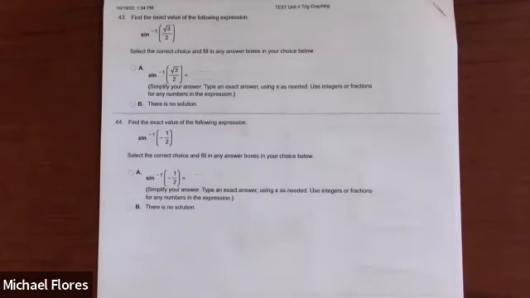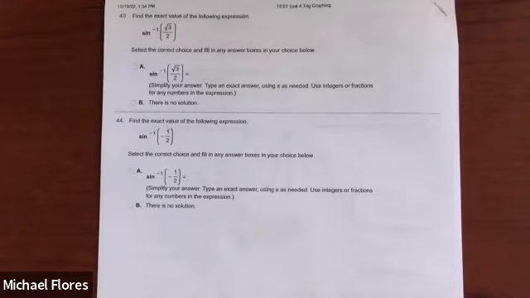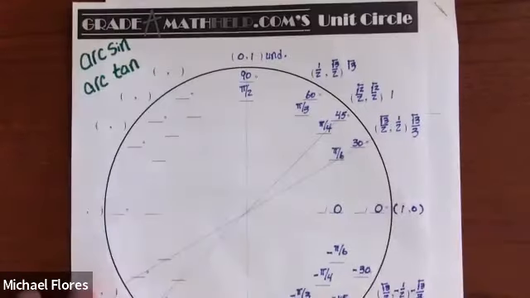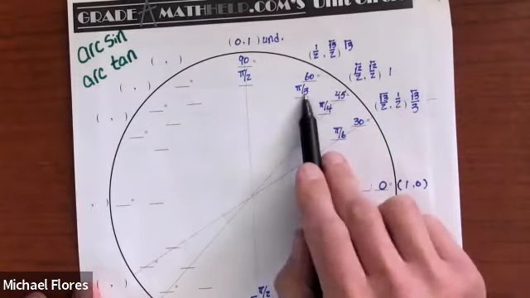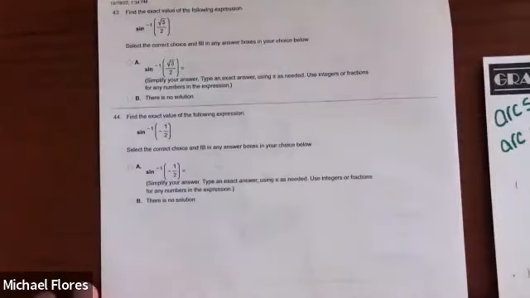Find the exact value of the following expression. Inverse sine of √3 over 2. There's our arc sine cheat sheet. What does it want to know? √3 over 2. So we're going to find the sine value. Where's sine √3 over 2? There. How many radians is that? Pi over 3.